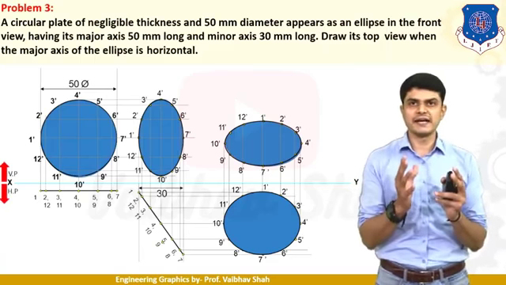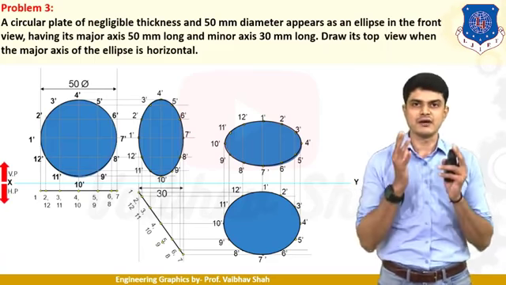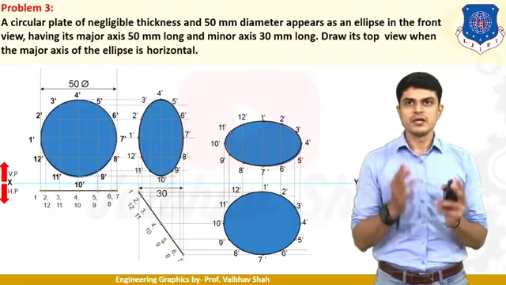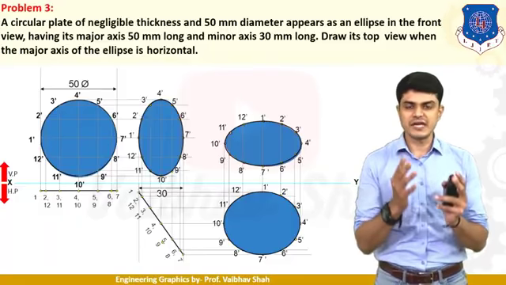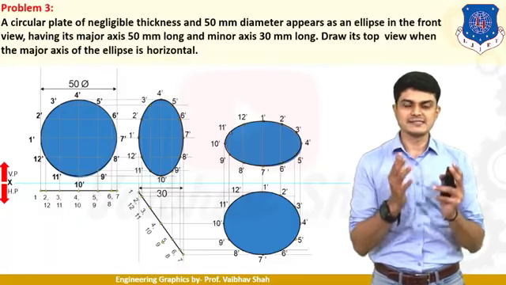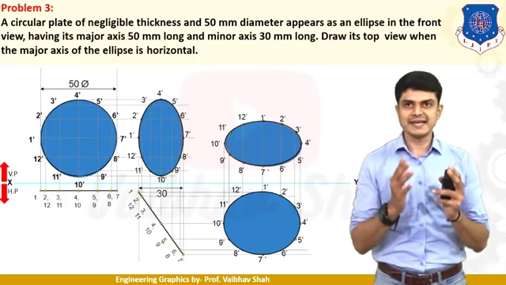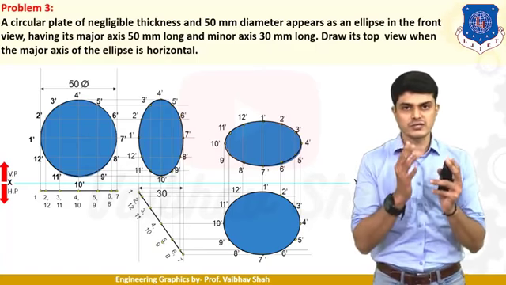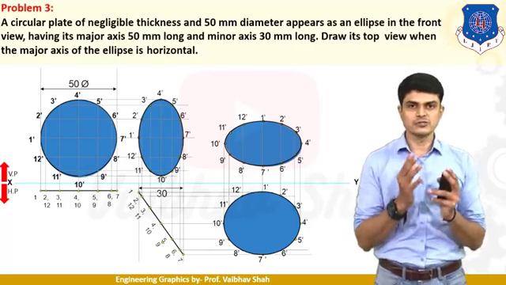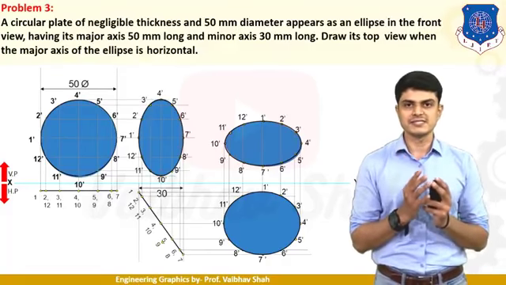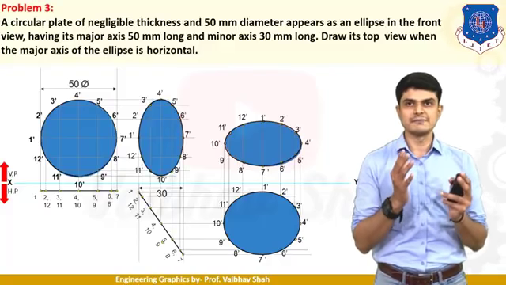A circular plate of negligible thickness and 50 mm diameter appears as an ellipse in the front view, having its major axis 50 mm long and minor axis 30 mm long. Draw its top view when the major axis of the ellipse is horizontal. So here we are talking about a circle, so we need to first draw one circle with 50 mm as a diameter. But it appears as an ellipse in the front view.